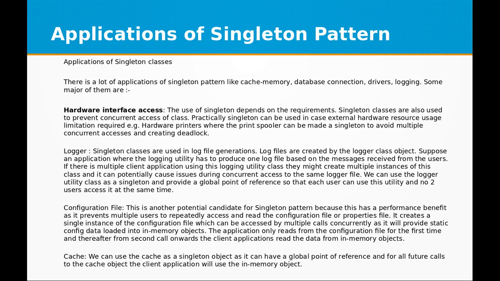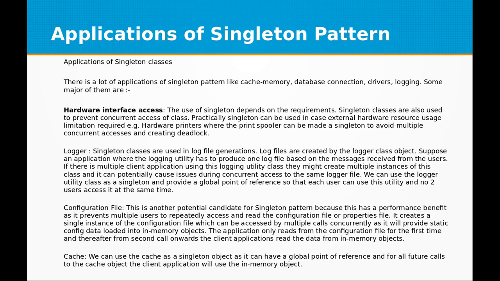Logger. Singleton classes are used in log file generation. Log files are created by the logger class object. Suppose an application where the logging utility has to produce one log file based on the messages received from the users. If there are multiple client applications using this logging utility class, they might create multiple instances of this class, and it can potentially cause issues during concurrent access to the same logger file. We can use the logger utility class as a singleton and provide a global point of reference so that each user can use this utility and no two users access it at the same time.